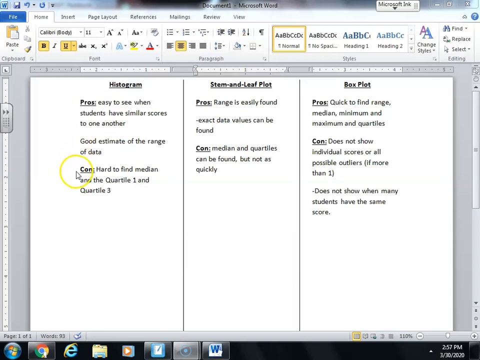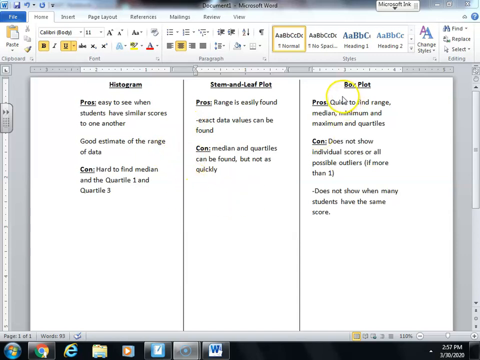A disadvantage or a con is that it's hard to find the median as well as the quartiles because we don't know the exact numbers that are in those bins. A stem and leaf plot, pros: range is easily found because we can subtract the smallest number from the largest. Exact data values are also there, and we can use those to find the median and the quartiles, which is a con because it's not readily given to us, but we are able to use these exact values to find them. It's just not as quick of a process.